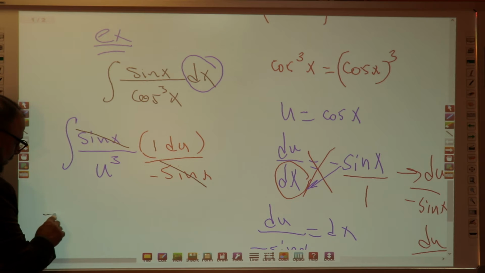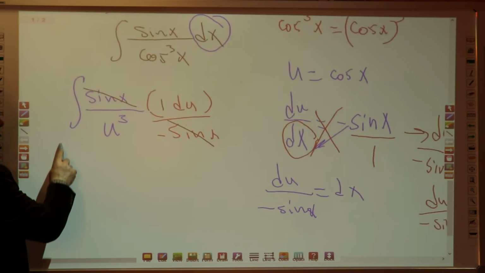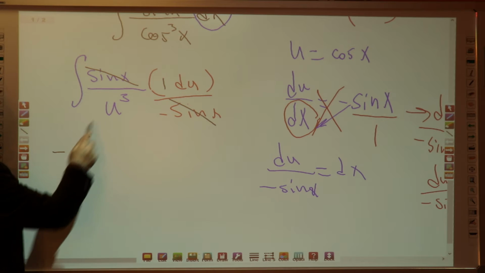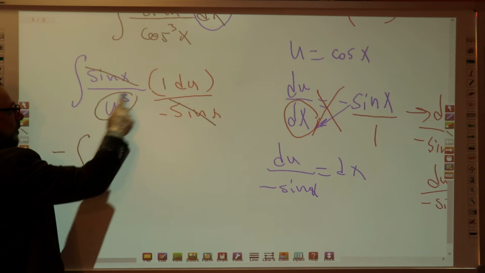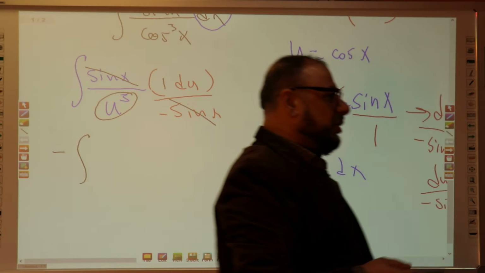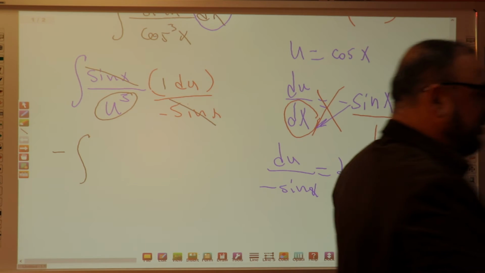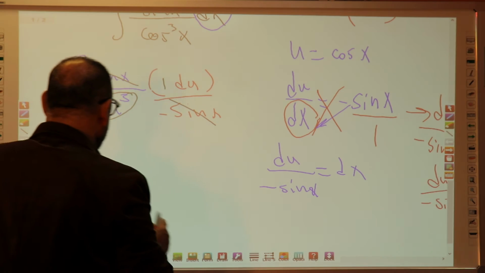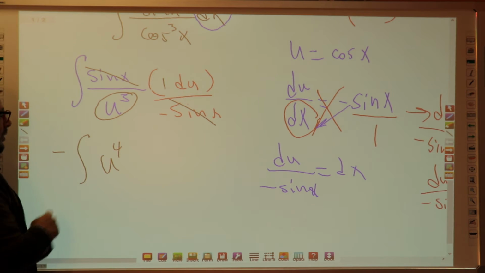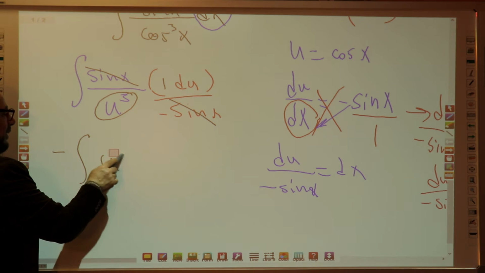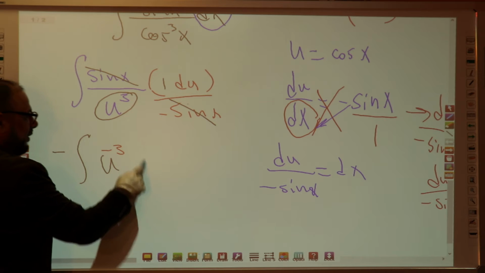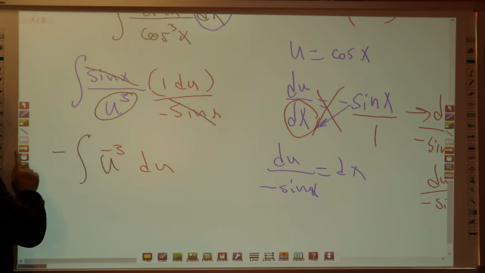I can't take them out of the integration, so negative integration. Now I cannot integrate with the exponent in the bottom. That's what happened to my student last time. He integrated it and added 3 plus 1. I have to take u to the what? To the 3, I'm sorry, u to the negative 3 when you take it up, du. Now integrate it.